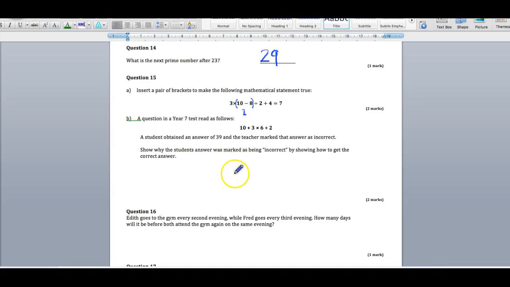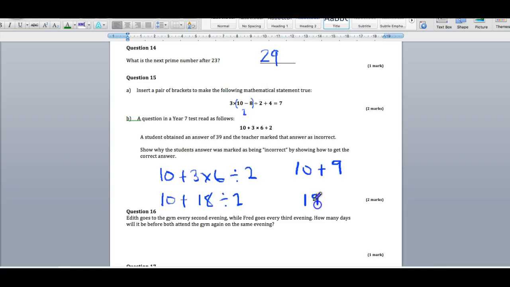All right, question 15b. A Year 7 test read as follows: a student obtained the answer of 39. Okay, so you had to show the correct answer. So let's rewrite it here. Okay, so we do the multiplication first. 3 times 6 is 18. And then we do the division, so 18 divided by 2, and then we get 19.